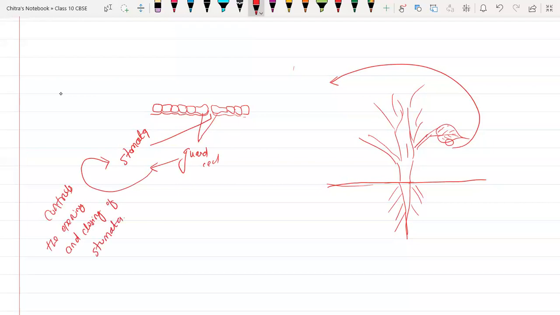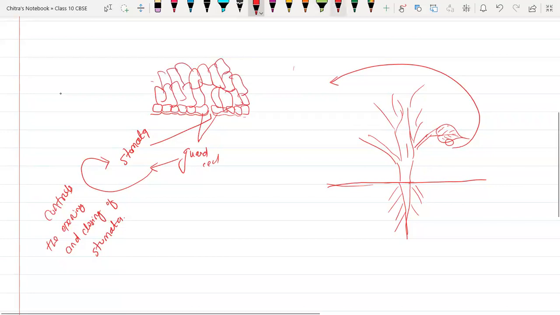Okay, then here we have the cells. Here it is filled with the chlorophyll. That green pigment I'm drawing here, it is chloroplast. Okay, so now let's discuss the process.